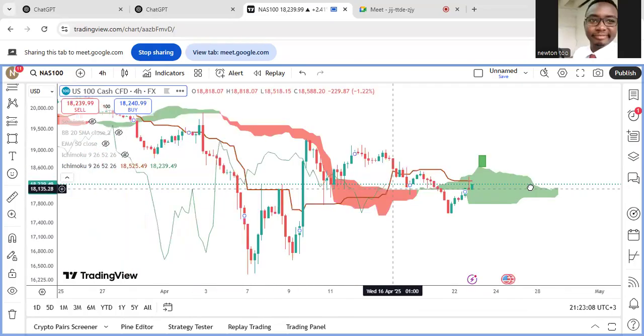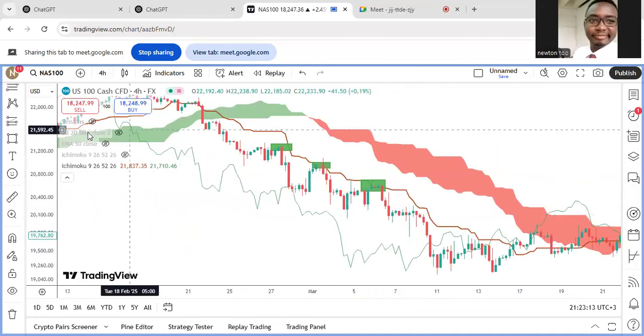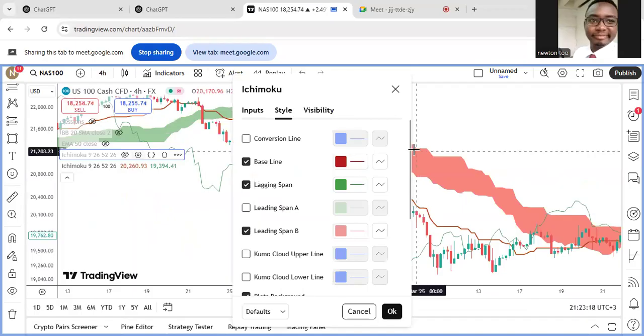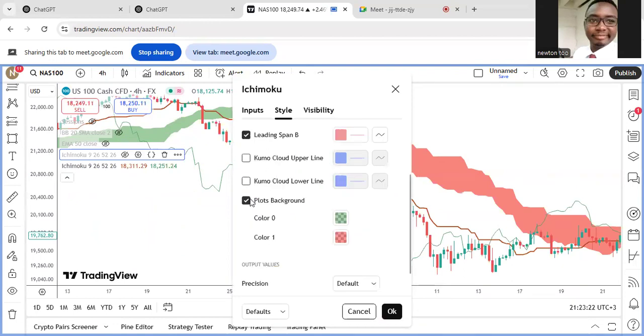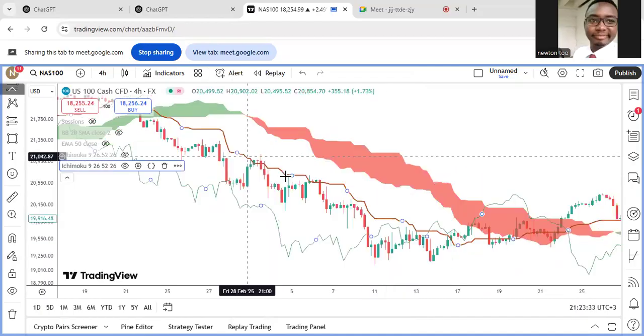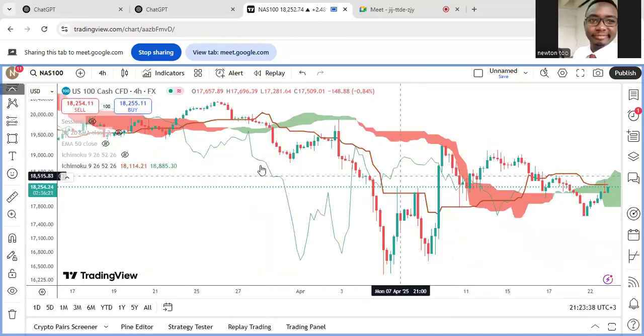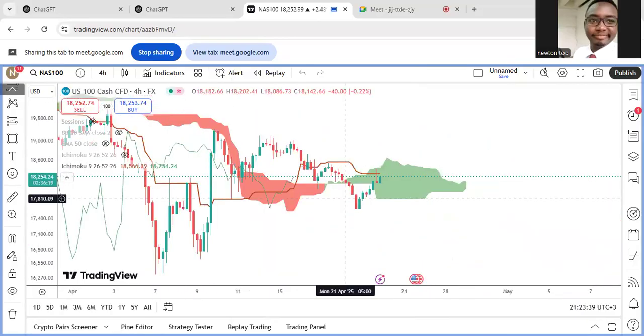Kuna some traders wanatumia only baseline. I don't know the reason why kuna some people wanatumia tu baseline. Kuna mtu maybe kwa hizi Ichimoku amekuja hivi ametoa mpaka cloud yote. Amebaki tu na baseline. So hii baseline anachukua kama bounce. Ikibounce kwa baseline ana sell, ana buy. Kama hapa sasa ana bounce ana buy. Ikibounce, yeah.